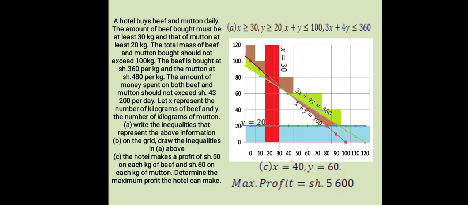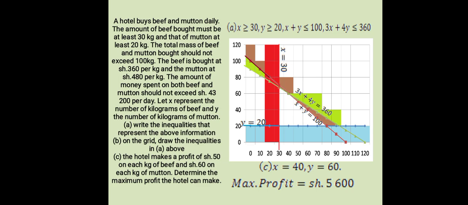A hotel buys beef and mutton daily. The amount of beef bought must be at least 30 kg and that of mutton at least 20 kg. The total mass of beef and mutton bought should not exceed 100 kg. The beef is bought at 360 shillings per kilogram and the mutton at 480 shillings per kilogram. The amount of money spent on both beef and mutton should not exceed 43,200 shillings per day.